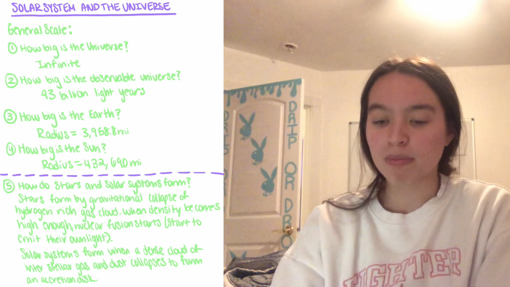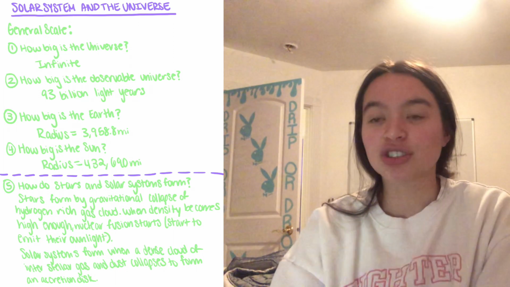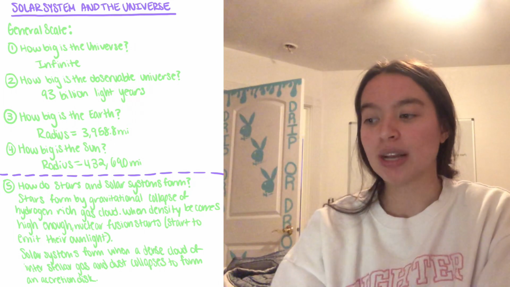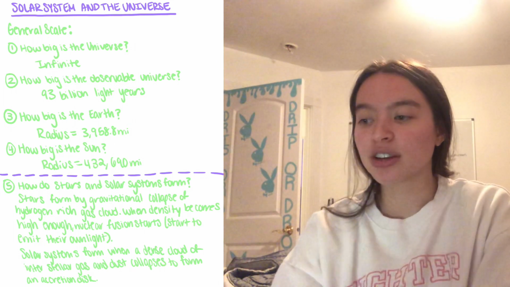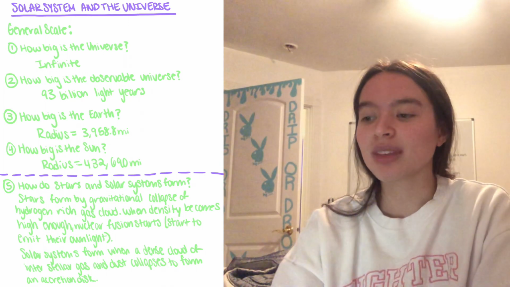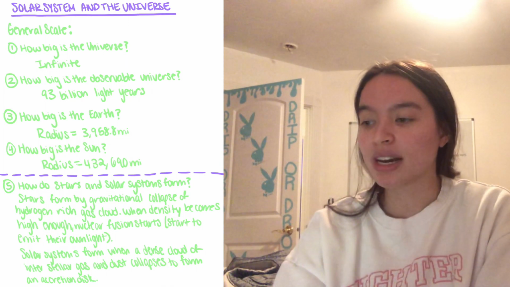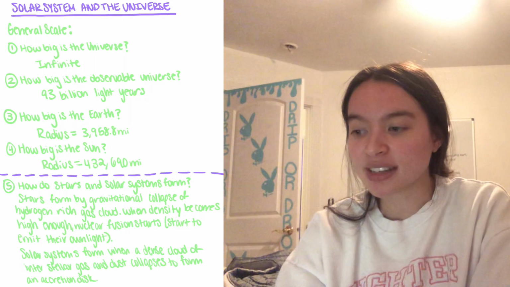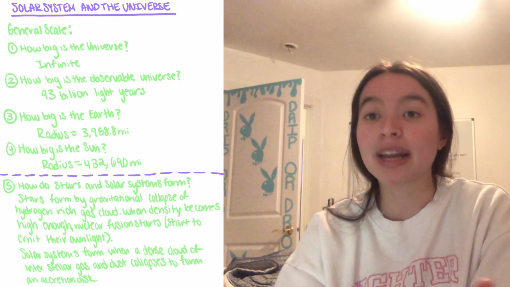The next question is, how do stars and solar systems form? Stars form by gravitational collapse of hydrogen-rich gas clouds. So when density becomes high enough, nuclear fusion starts, and that's when they start to emit their own light. Solar systems form when a dense cloud of interstellar gas and dust collapses to form an accretion disk.